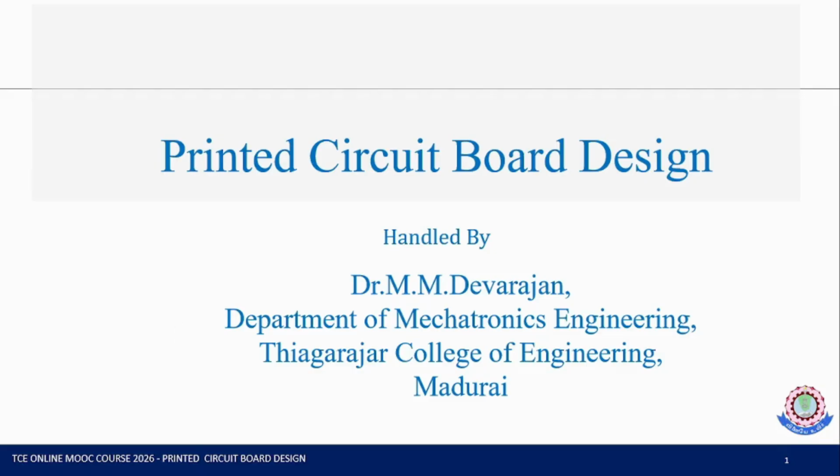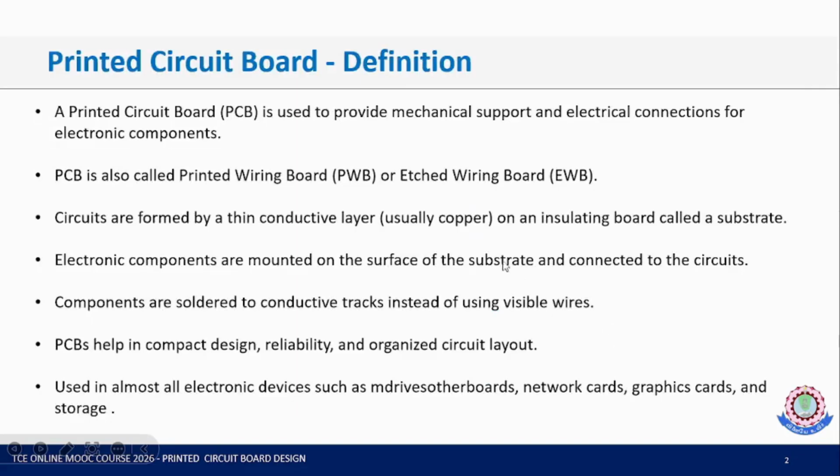So in this course, the next stage is what is a PCB. A PCB is used to provide mechanical support and electrical connections for electronic components. So this is the major definition of a PCB, where it is used as a mechanical support, and it is able to connect electrical components on a single board. That's what a PCB is. It is also called a printed wiring board or etched wiring board.